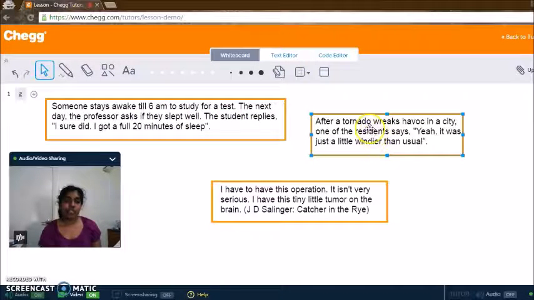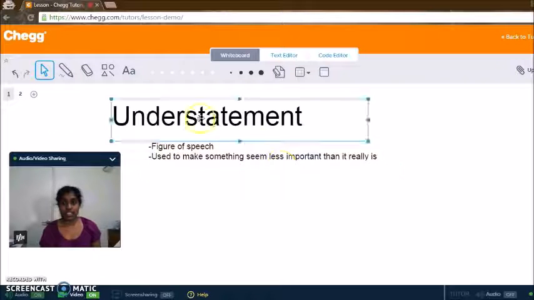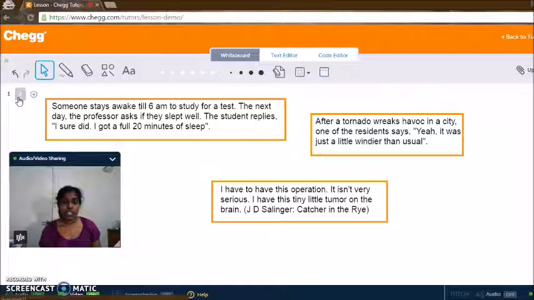Another would be, after a tornado wreaks havoc in a city, one of the residents says, yeah, it was just a little windier than usual. We all know how bad a tornado can be if it wreaked havoc in a city and tore down houses and trees and stuff. So if they are saying it was just a little windier than usual, we know that's not what a tornado is. A tornado is a huge, giant spiral of wind. Again, it's trying to make something seem less important than it really is. It's trying to make it seem like the tornado was not that big of a deal, when it actually was.